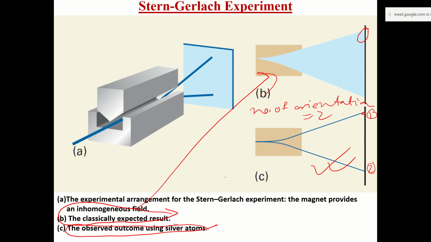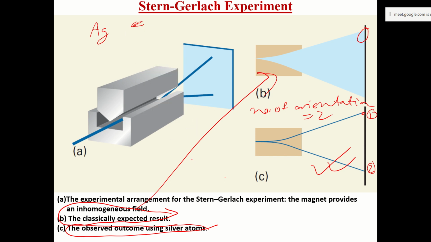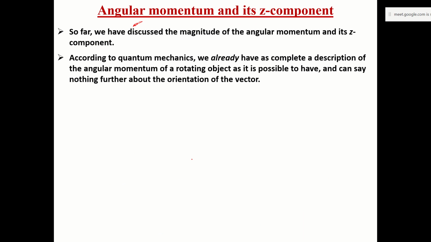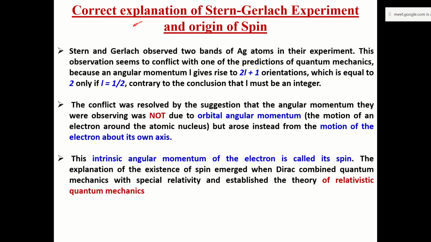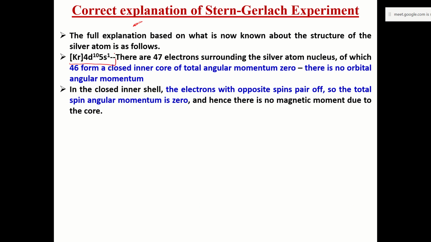Then they also realized that the silver that they have taken, the silver atoms, has the configuration krypton 4d10 5s. So what does this mean? The angular momentum is, when you have a closed shell, this represents a closed shell, the angular momentum will be 0.